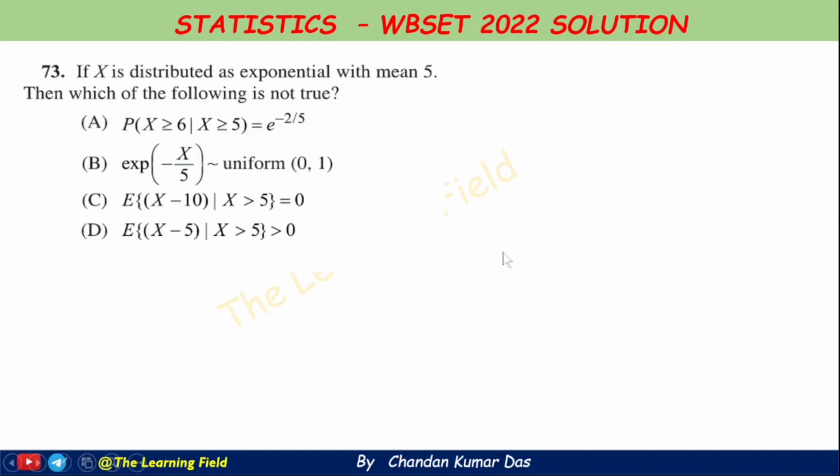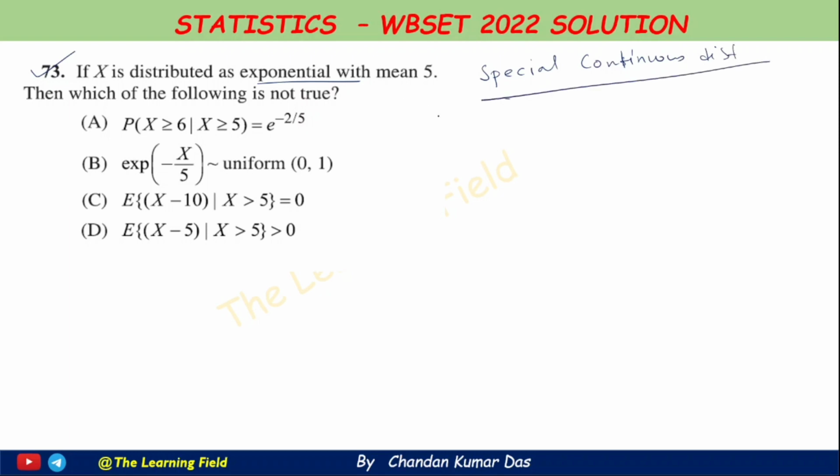Okay, going to the next question, and this is the last question. So what is the question? Question number 73. It says that x is distributed exponential with mean 5, and this is a question from special continuous distributions, a special type of continuous distribution.